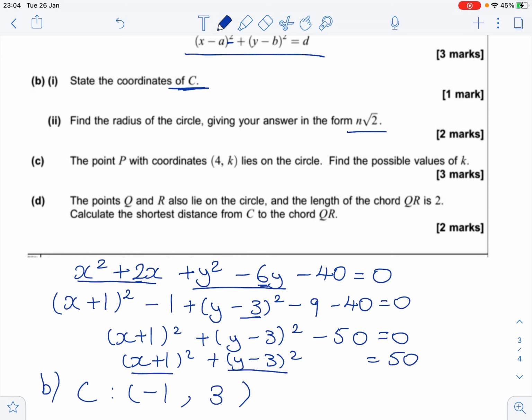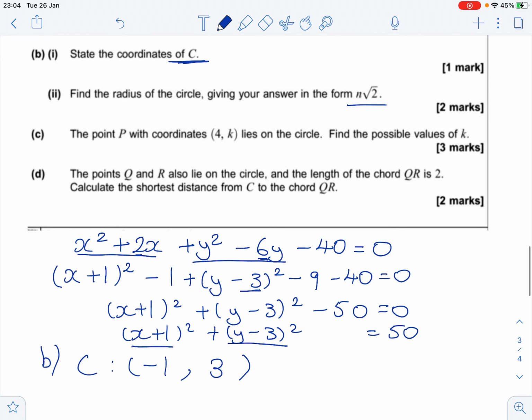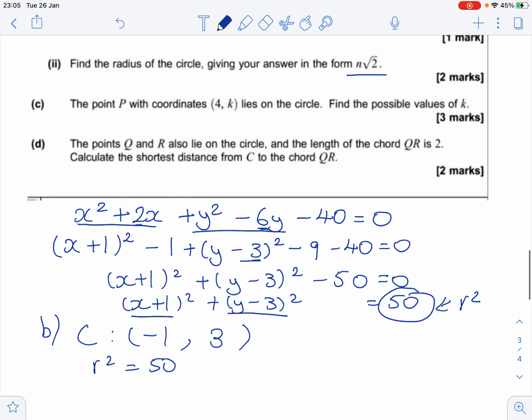Then part 2, we are asked to find the radius of the circle, and give your answer in this format. So this answer here, remember, this is r squared. So if we know r squared is 50, the radius must be root 50. But you only get 1 mark by writing root 50. I want you to give it in this format.